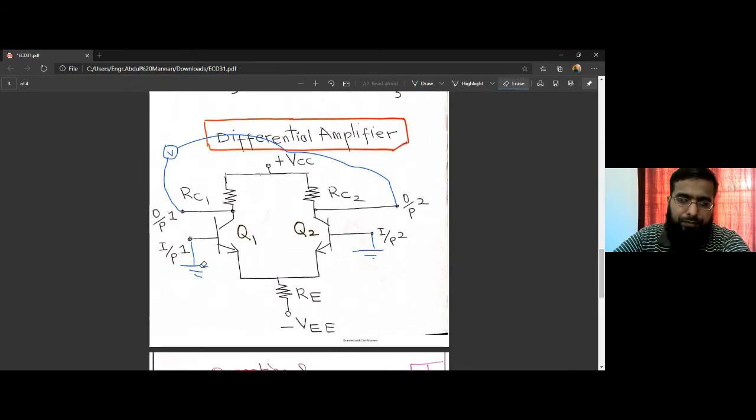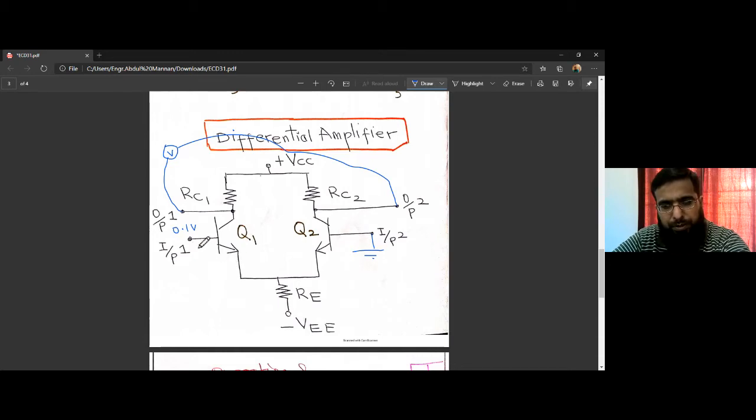Suppose we have a small voltage here. The voltage here, this voltage is equal to maybe 0.1 volt, right? And this is ground. So this voltage is 0.1 volt. This means now it is raised to 0.1.